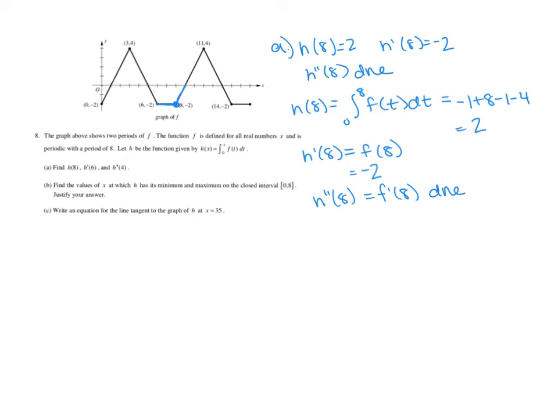For part B, we want a minimum and maximum only on 0 to 8. The first time I did this, I made a mistake by not being careful on my domain. 0 to 8, I'm only looking at 0 to 8. Only this first section of the graph, which is essentially the first period of the graph. So on 0 to 8, if we are looking at the derivative of h, we want to know h will have a minimum wherever its derivative goes from negative to positive.